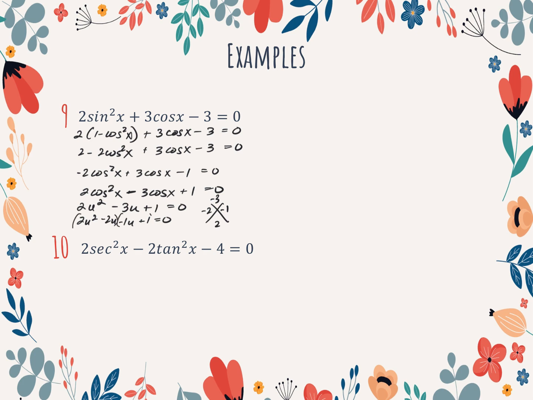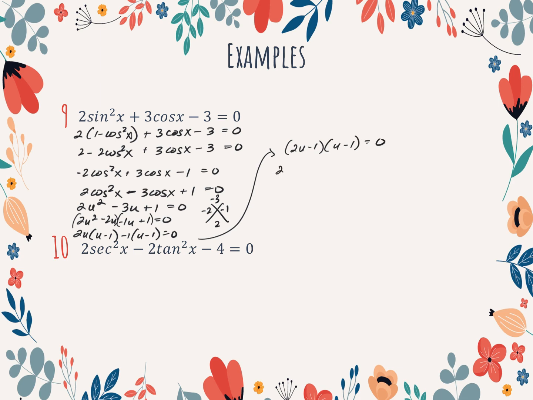Group, group, group, group, right? Factor out your GCF: 2u(u minus 1) minus 1(u minus 1) equals 0. So it's a little bit of work here, right? So 2u minus 1 and u minus 1 are my two factors.